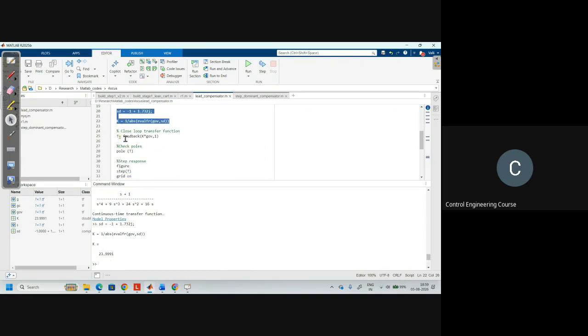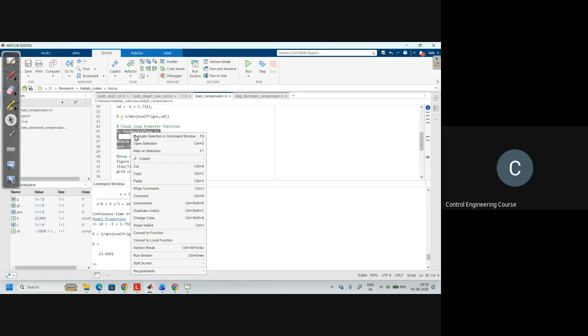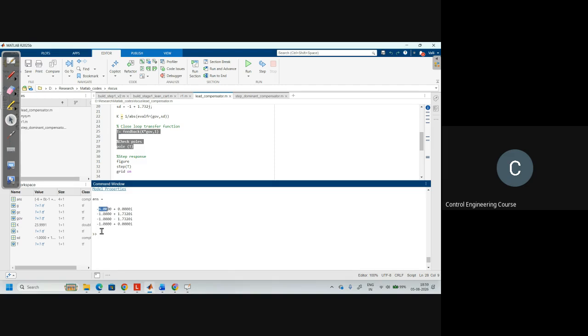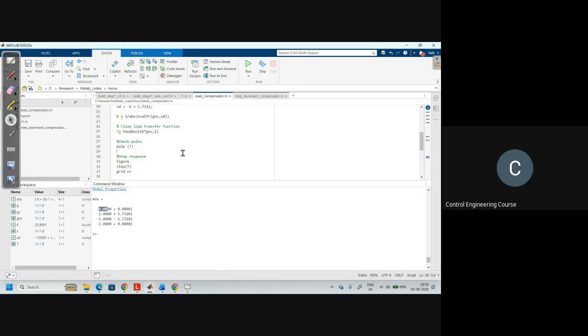Now see the poles of the closed loop system. Once we design, the next step is we have to check whether the dominant pole is on the desired pole location. See, the poles are now minus 1 plus or minus j root 3, and here we are getting 6. 6 is our pole, and we also got another pole. This is something we have to think about, why we got it like this.